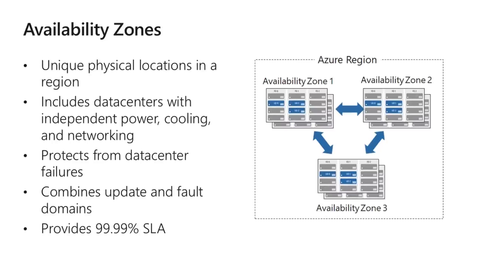Okay. Unique physical location in a region, including data centers with independent power and cooling, protects from data center failure, combines update and fault domains, and provides 99.99% SLA. That means in the entire year, it could be 5 or 7 minutes probably, or maybe 1 hour of downtime for availability zone.